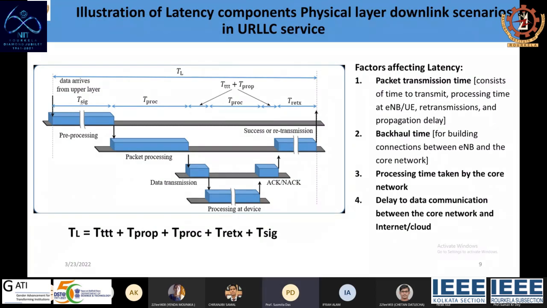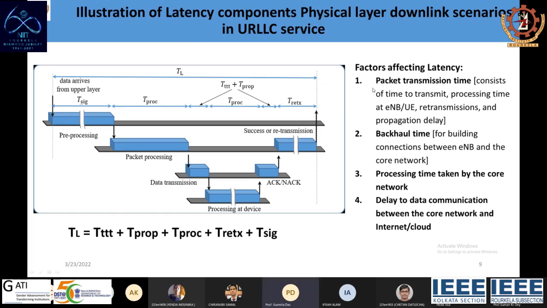Then comes T_RTX, that is the time caused by the retransmission. And T_signal, that is the pre-processing time for the signaling exchange, such as connection requests, scheduling grant, then channel training and feedback, and queuing delay. So the physical layer latency is due to all these five components, which are the factors affecting the latency.